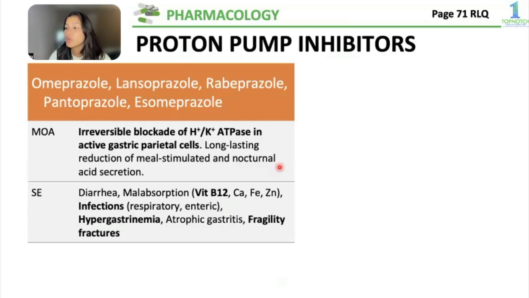Another thing you need to know, remember, whenever we advise patients to take a PPI like omeprazole, we advise them to take it 15 to 30 minutes before breakfast in the morning. So why do we do it in the morning? The reason is because it's most effective in the morning kasi in the morning, your proton pump increases after fasting.